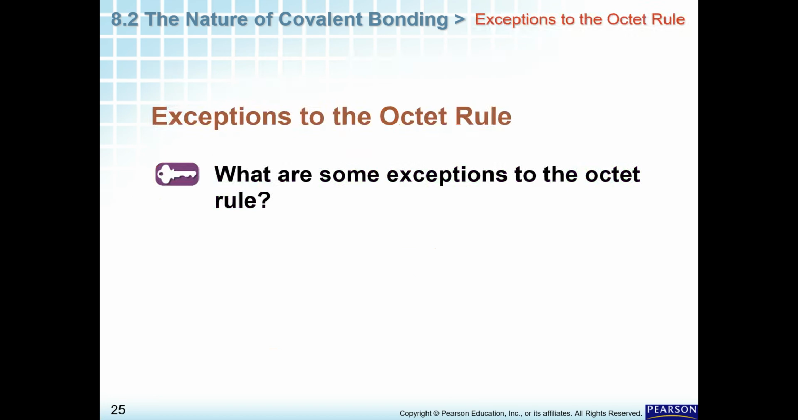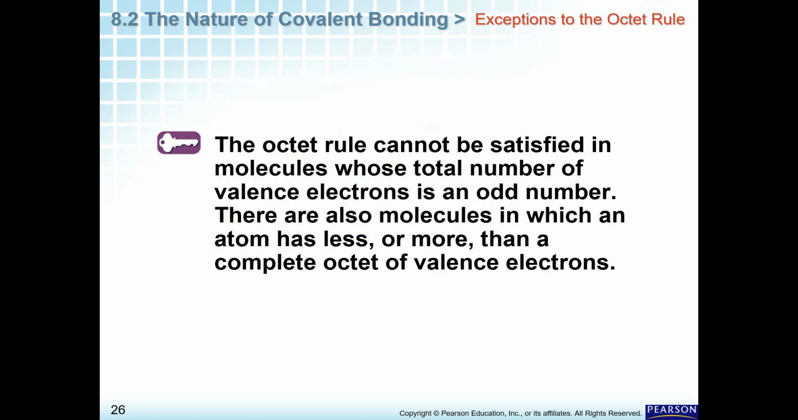Then there are a few things that are exceptions to the octet rule, which means they are going to either have an odd number of electrons. They could also be things that are okay with having less than a complete octet, so instead of having 8, they could be okay with having 6 electrons around it. And then there are a couple things that are okay with having more than 8 electrons.